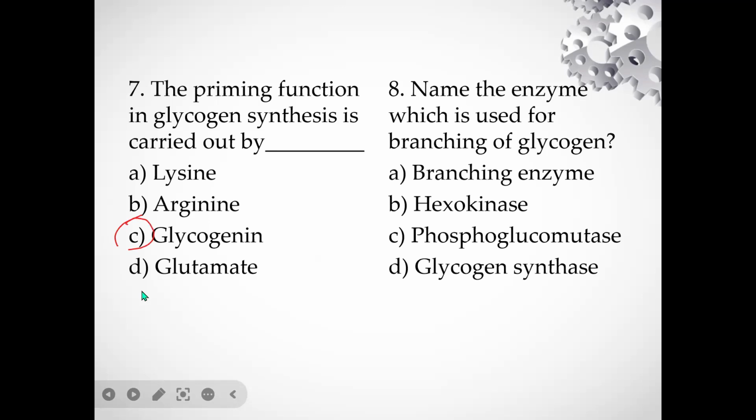Name the enzyme which is used for branching of glycogen. Of course, glycogen has both linear chains and branches. The linear chain of glycogen is alpha 1,4 glycosidic linkage, and the branch point of glycogen is alpha 1,6 glycosidic linkage. So the enzyme that does the branching activity is called the branching enzyme. So branching enzyme here is the answer.